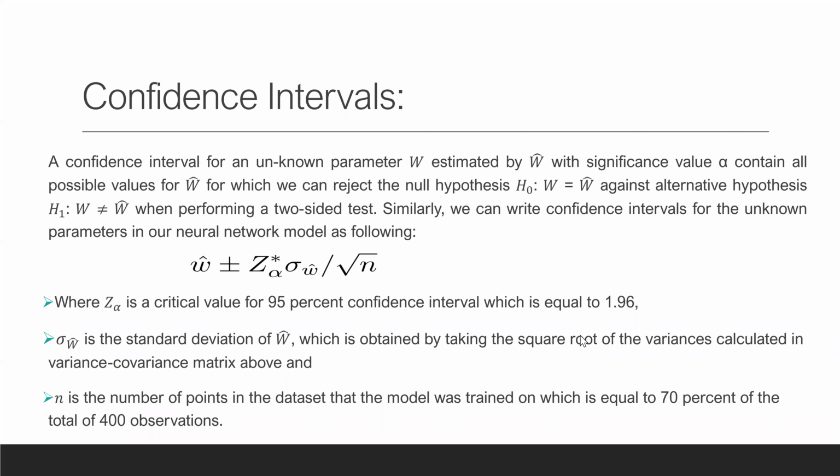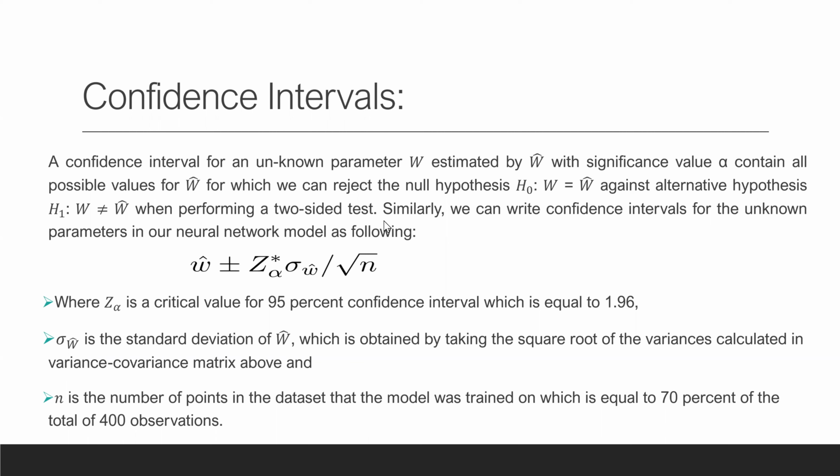For confidence intervals, a confidence interval for an unknown parameter W estimated by W hat with significance value of alpha contains all possible values for W hat for which we cannot reject the null hypothesis against the alternative hypothesis, which is W not equal to W hat, when performing a 2-sided test.